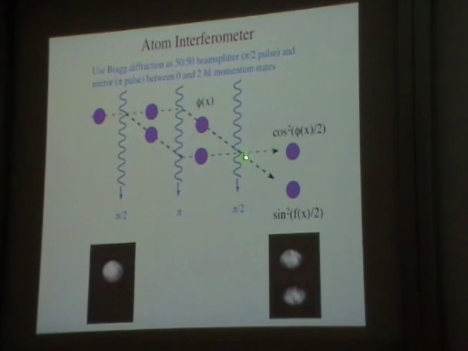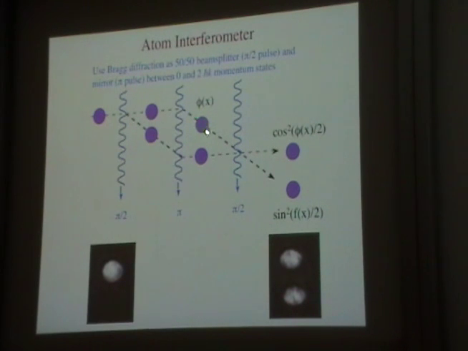And when they're overlapped again, you can apply another pi over two pulse to couple these two momentum states together. So this acts like the final beam splitter of the interferometer. So this is very reminiscent of a Mach-Zehnder interferometer. And what you get on the output of this atom beam splitter is two outputs, corresponding to the two outputs of a normal interferometer. And the number of atoms you get in the two outputs depends on the relative phase between the two paths.